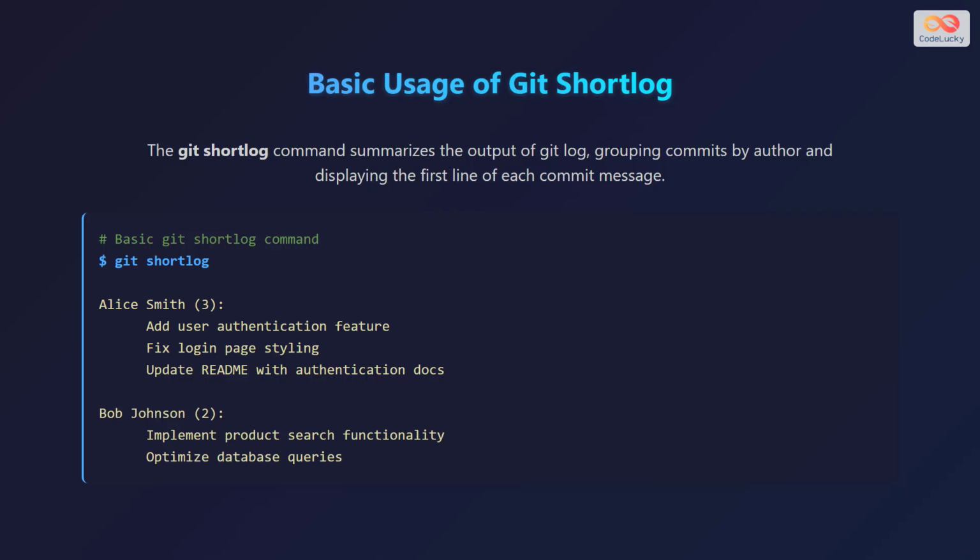The Git Shortlog command summarizes the output of git log, grouping commits by author, and displaying the first line of each commit message. To use it, simply type git shortlog in your terminal. This will output a list of authors, the number of commits they have made, and the first line of each of their commit messages. As an example, Alice Smith may have 3 commits related to user authentication, including adding the feature, fixing the login page styling, and updating the README. Similarly, Bob Johnson may have 2 commits focusing on implementing product search functionality and optimizing database queries.